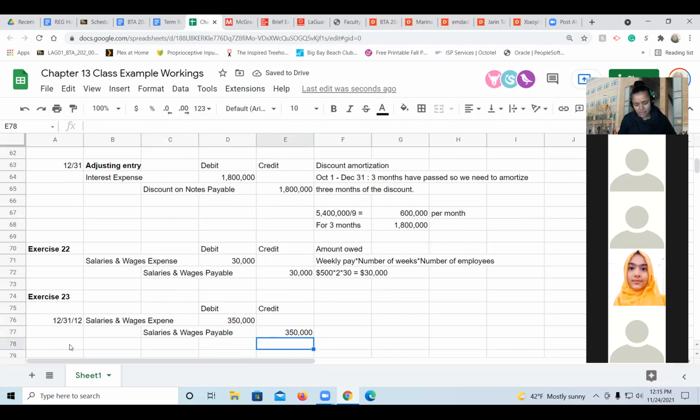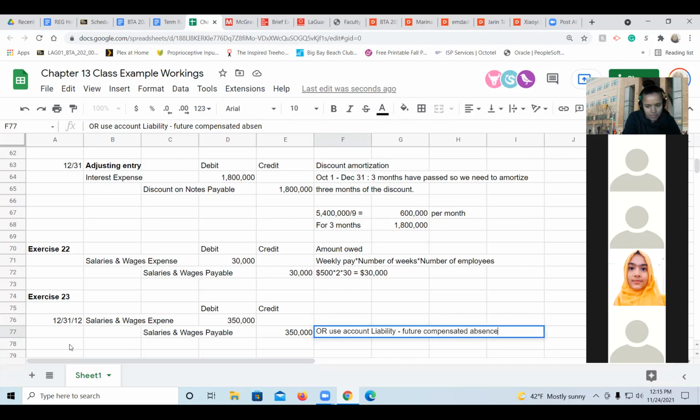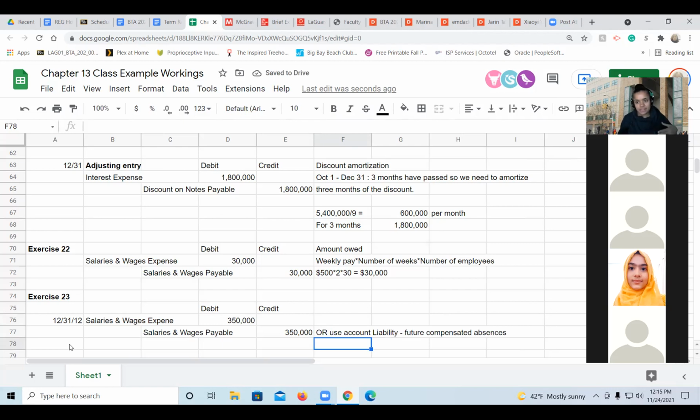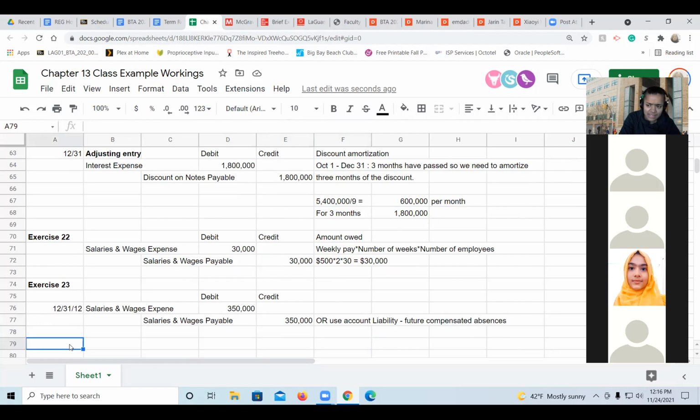Sometimes companies will use a separate account called liability for future compensated absences instead of salaries and wages payable, because they maybe want to separate out the liability for the future absences from the general liability for payroll. That might be smart, so we're not dumping the future absences money in with the regular payroll that we run every 2 weeks. That's fine, so we could do it that way as well. So that's the accrual of the bonus.